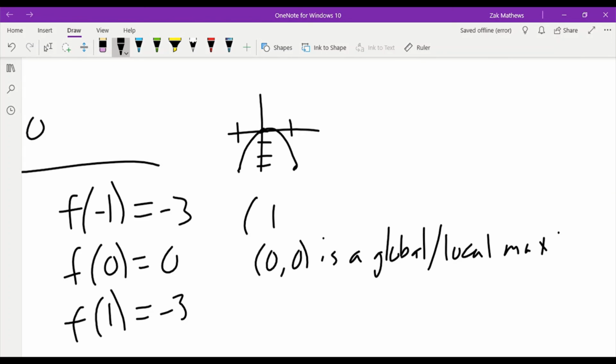Another way of saying that, let me write it out slightly differently because we do have the pair of them. The global min value is -3, which occurs at -1 and 1. It isn't possible to have two different global maxes or mins, but it is possible to have one global min that occurs in two different positions.